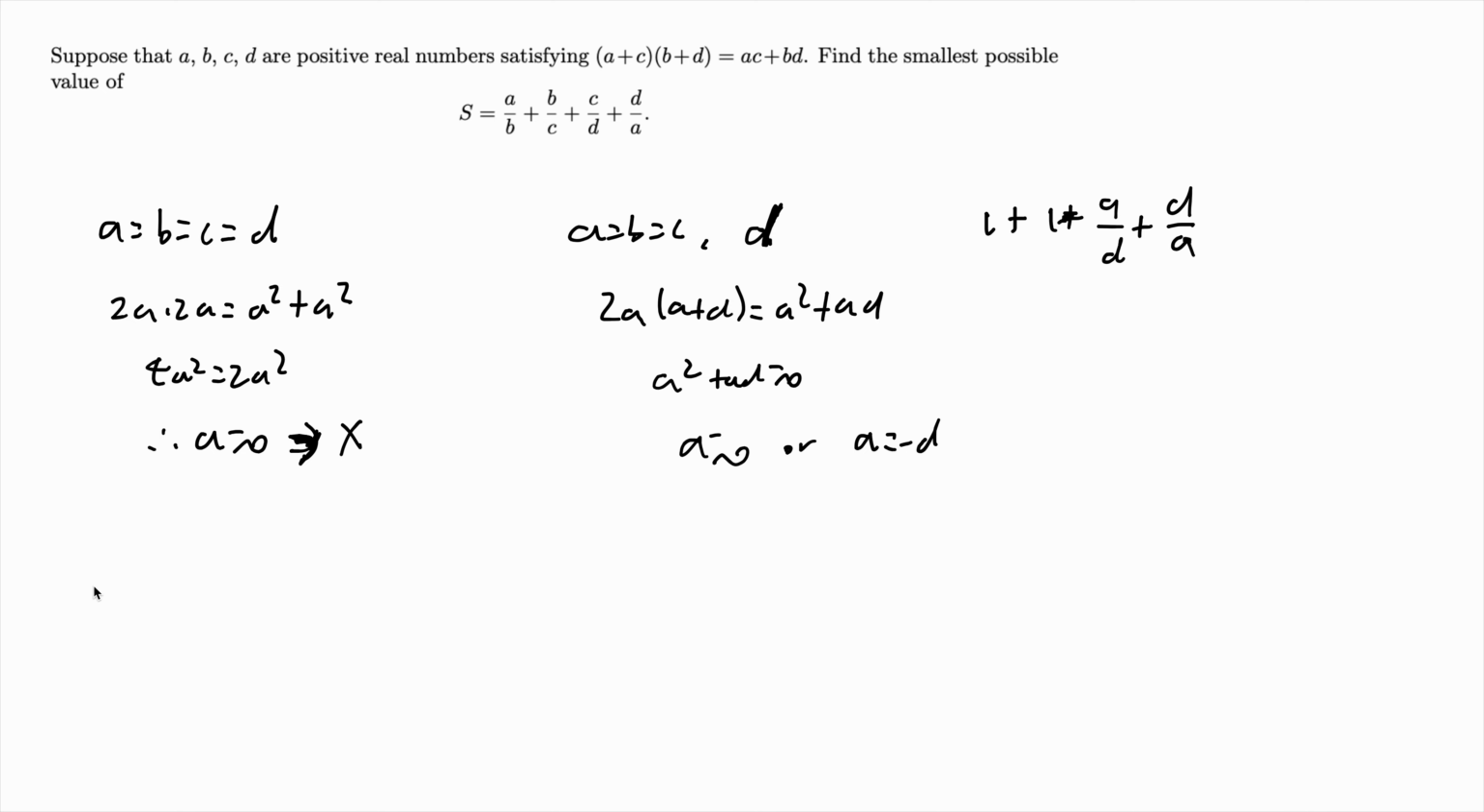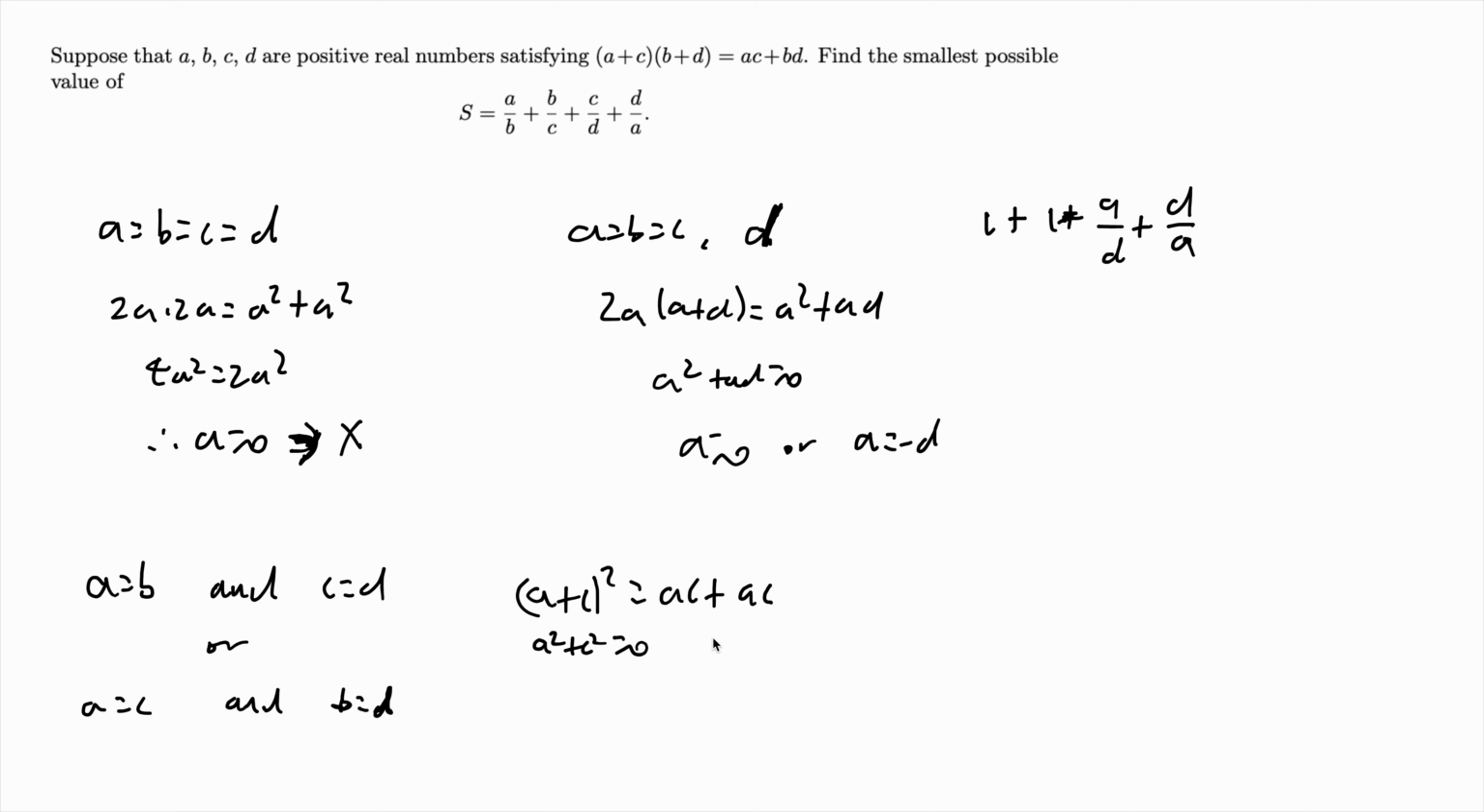So scratch that, and we have A equals B and C equals D, or A equals C and B equals D. And the last case is when they're all different from each other, and closely related to each other. But I think this is the last hope that we have, so let's try from our thing here first. So we have (A plus C) squared equals AC plus AC. So we have A squared plus C squared equals 0, but this doesn't work obviously because A equals C equals 0, and that's not what we want here.